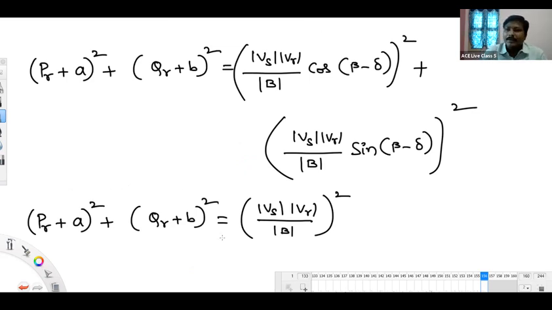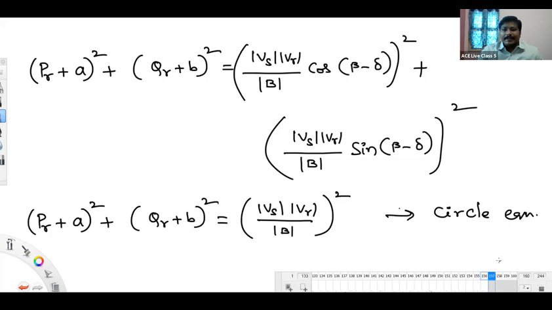So how does this equation look to you? It will be a circle. This equation looks to be a circle. Okay, so it's a circle equation. Circle equation means if you take the complex power in a two-axis plane, the x and y-axis plane, it looks to be a circle. If you plot the complex power, so-called PR and QR, it comes to be a circle.